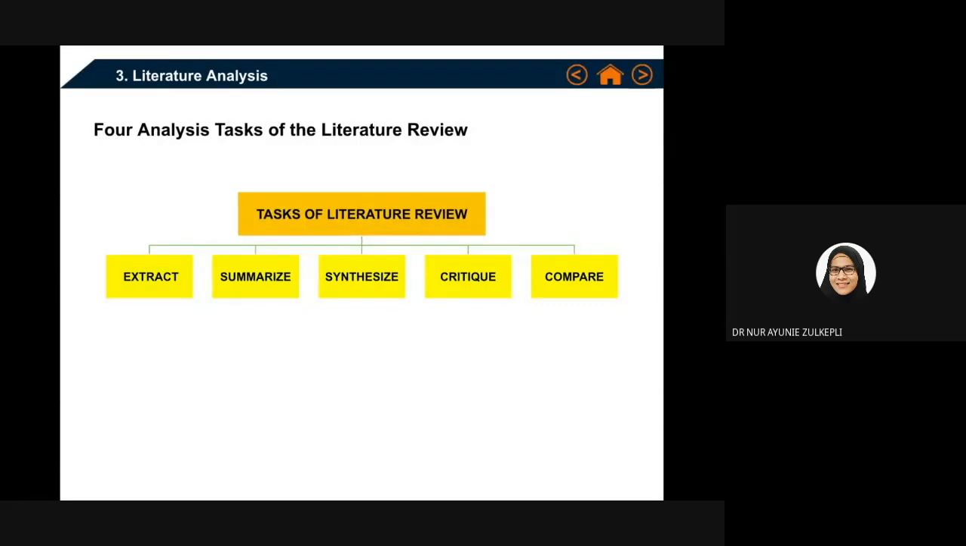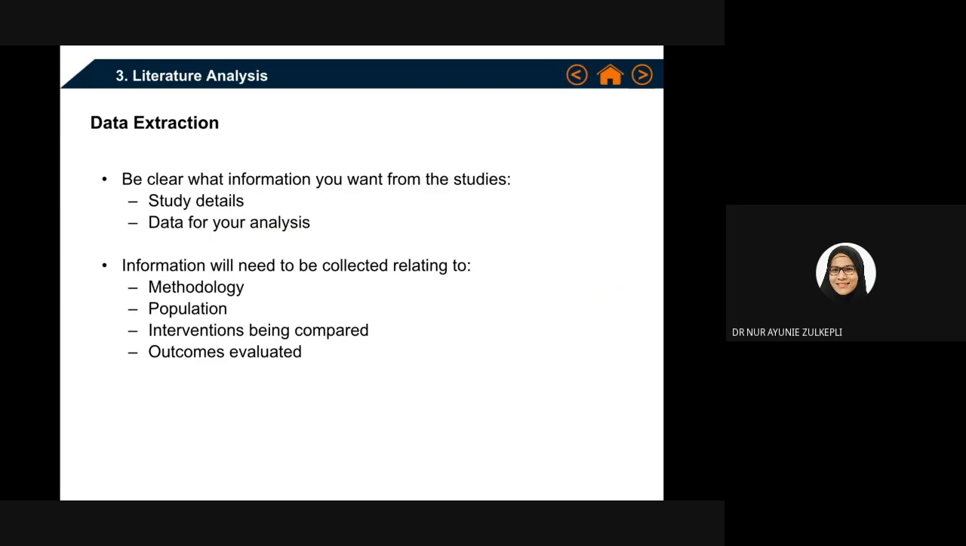So I list here not 4, actually 5 tasks for literature review analysis: abstract, summarize, synthesize, critique, and compare. The first one is data extraction. How do you want to extract the data from that study? You need to be clear about the study details and which data you want to extract for your analysis. You don't want to extract all the data in one paper, right? So be clear about that, and you can correlate with the methodology, population, intervention or treatment that you want to compare, or outcomes from the findings.